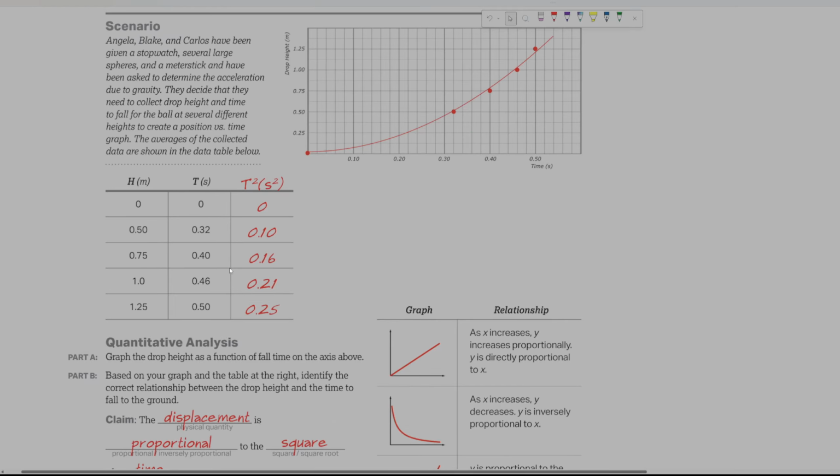So on the unfinished workbook page, this is what you've got, the part in black. They have different heights in meters, and you notice they put the units at the top of the column in the header, not for each value in each cell, and the time in seconds. All right, and they did the best they could. Oh, it says the averages. The averages of the collected data are shown below.